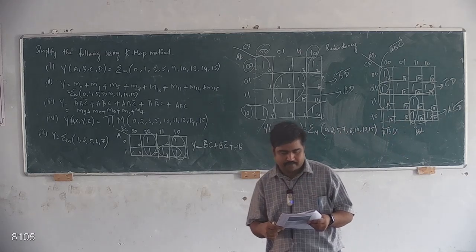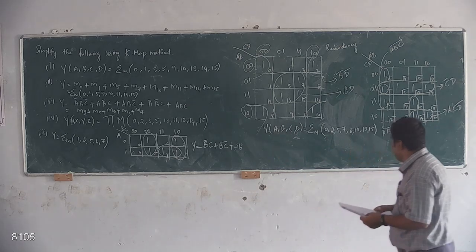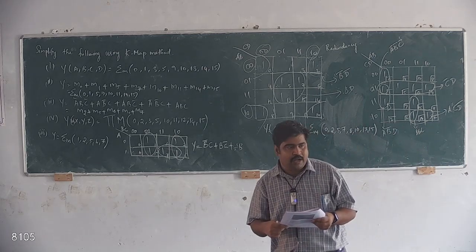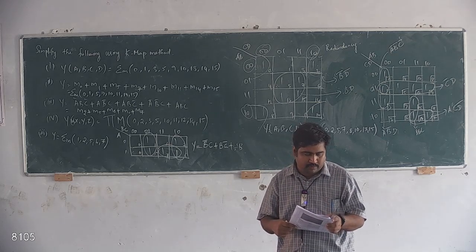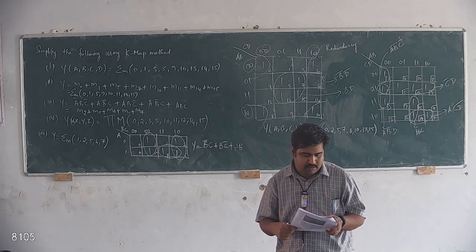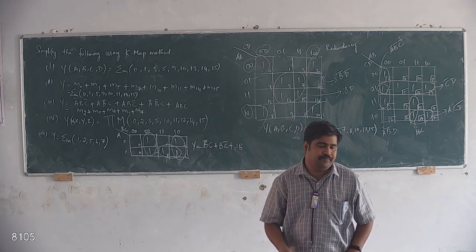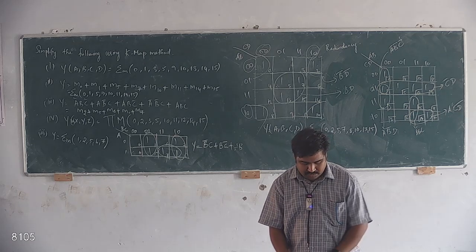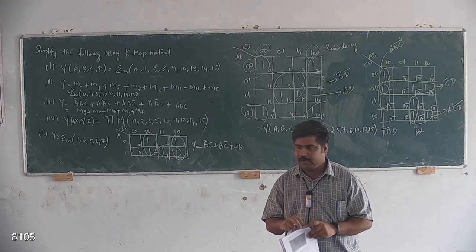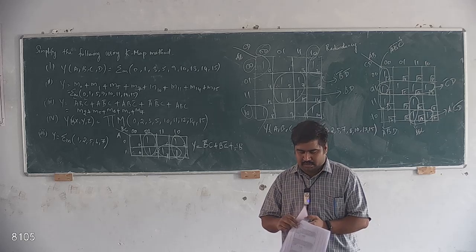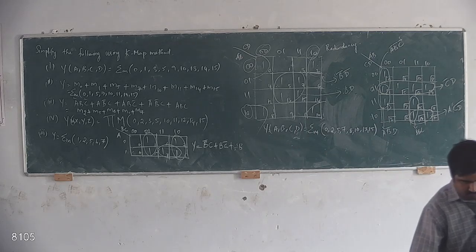8, 9, 10, 12 and 13. So once again I repeat: 0, 1, 2, 4, 5, 6, 8, 9, 10, 12, 13. Solve the question. Solve that problem.